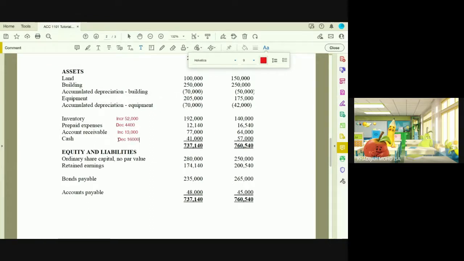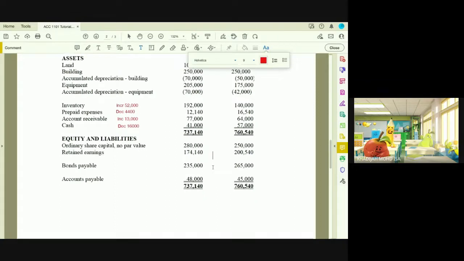Ordinary share capital initially was 250,000. Now it increased to 280,000. So it means that there could be an issuance of shares during the year, by 30,000. But again, you have to check the notes to the accounts. Retained earnings decreases, and then there's bonds payable. Initially it was 265,000 and then it reduced to 235,000.